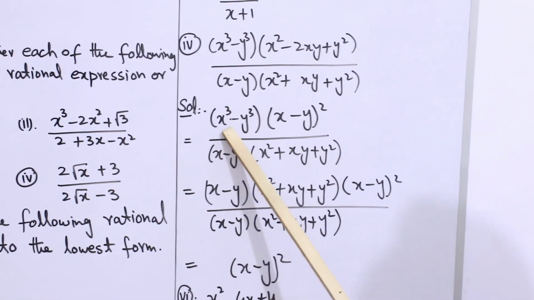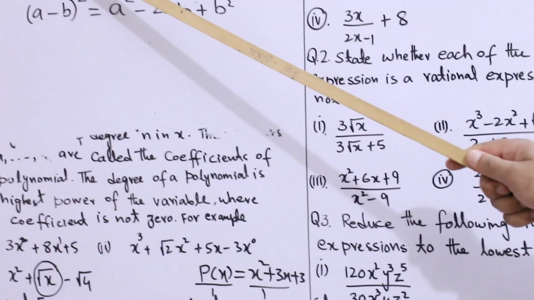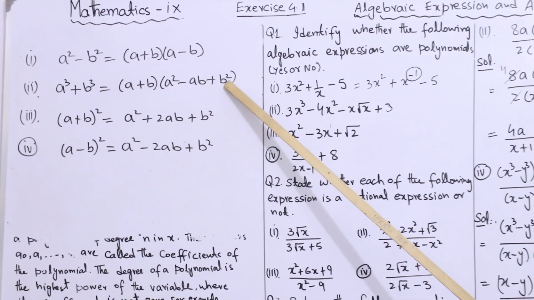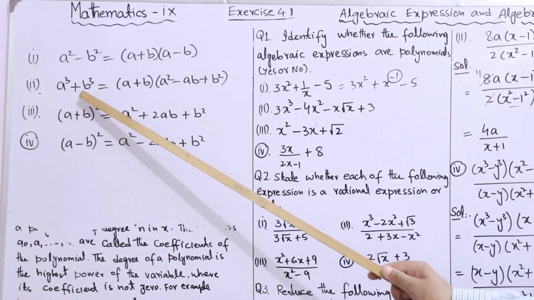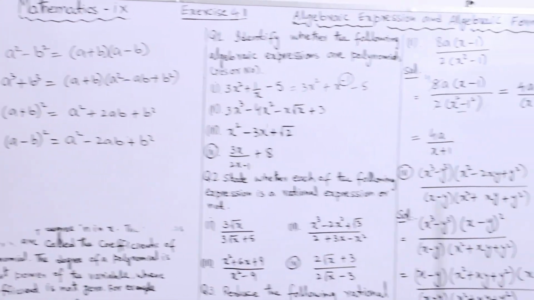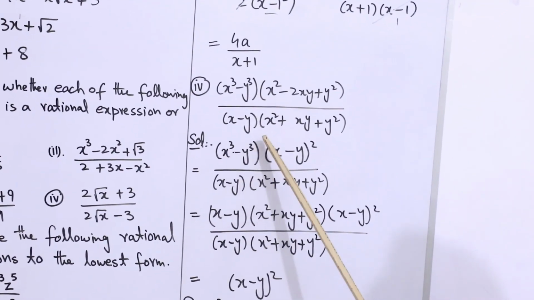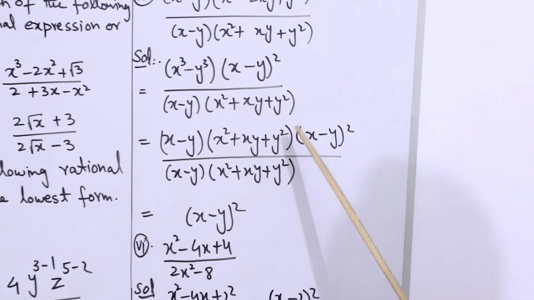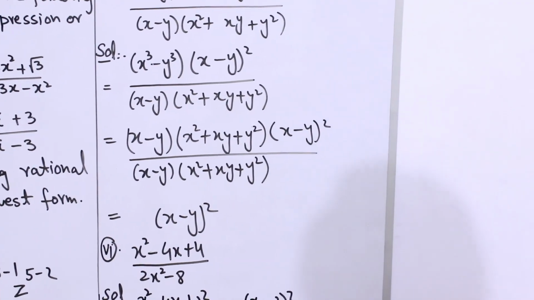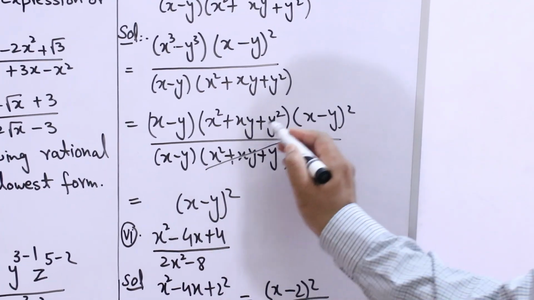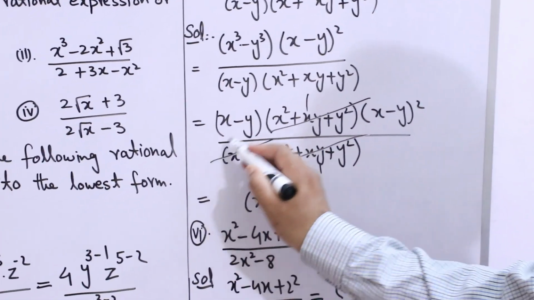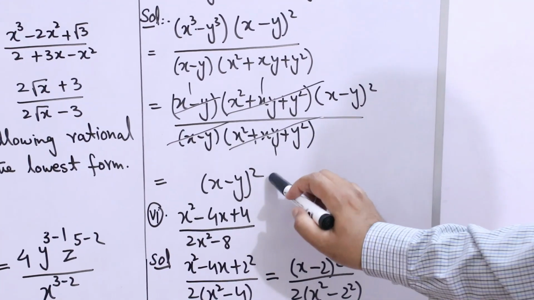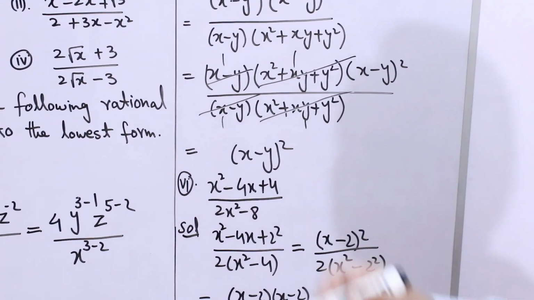So now x cube minus y cube. Using this formula, a cube plus b cube is equal to a plus b, a square minus ab plus b square. Here we have to replace a with x and b with y. So x cube minus y cube can be written as x minus y, x square plus xy plus y square. So we can cancel this with this. These are the same terms. So after simplification, we are left with x minus y whole square.